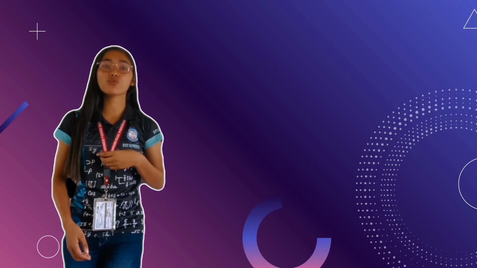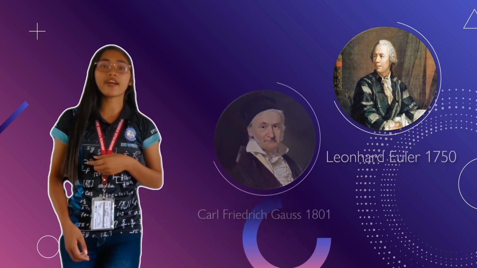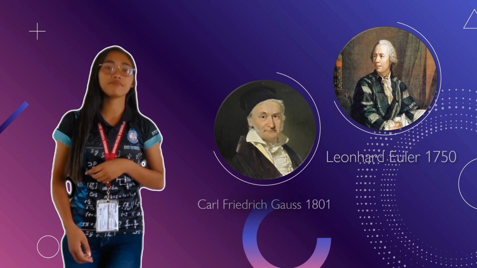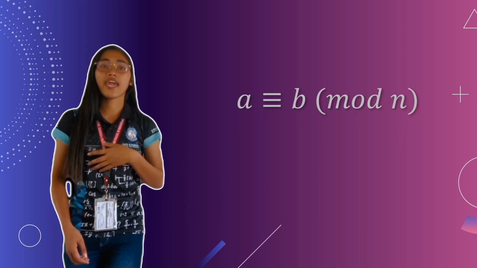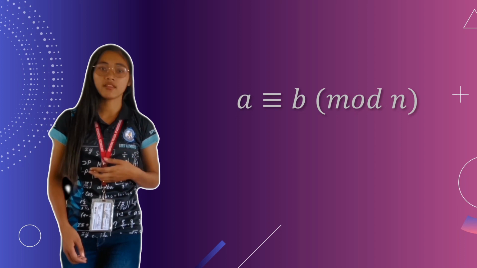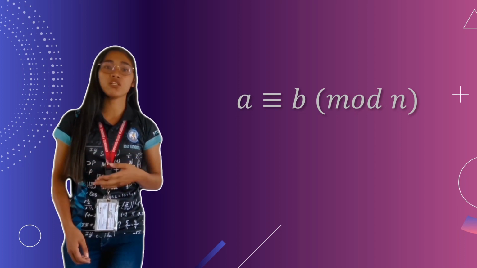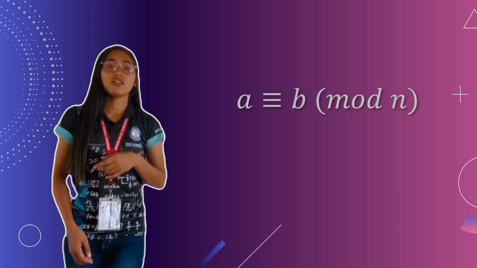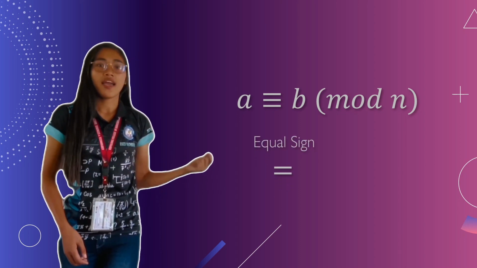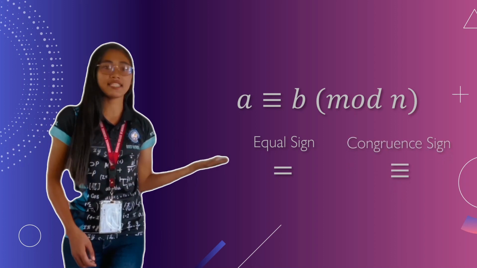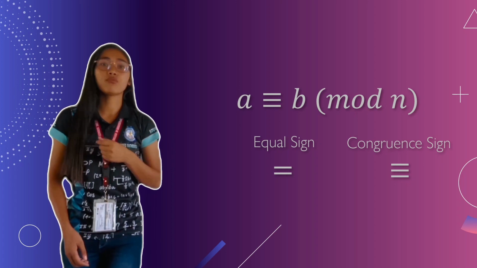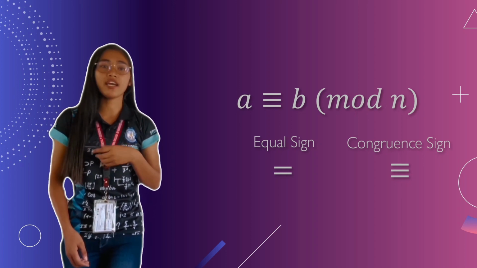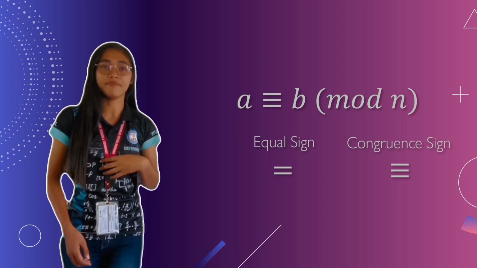You know that modulo congruence was first introduced by Leonhard Euler in 1750 and developed by Carl Friedrich Gauss in 1801. Modulo congruence is written as a ≡ b (mod n) and read as A is congruent to B modulo n. Please do not be confused by the equal sign used in modular arithmetic. Equal sign is this sign, and congruence is written as this sign. So, A is congruent to B modulo n if A and B have the same remainder when divided by n.